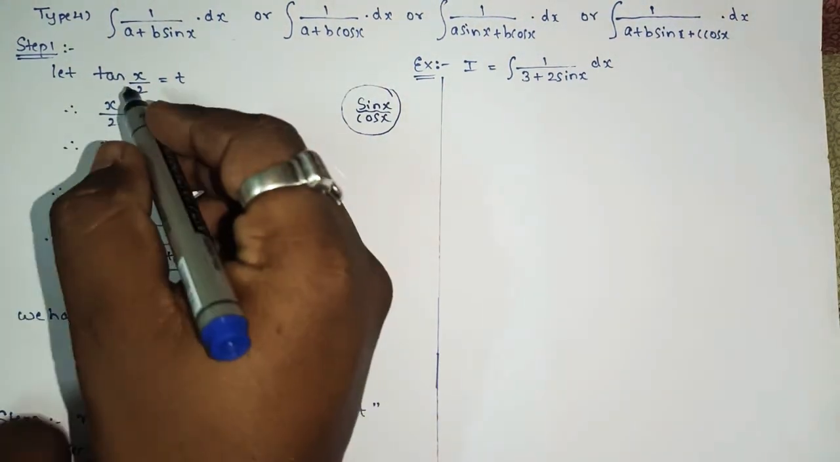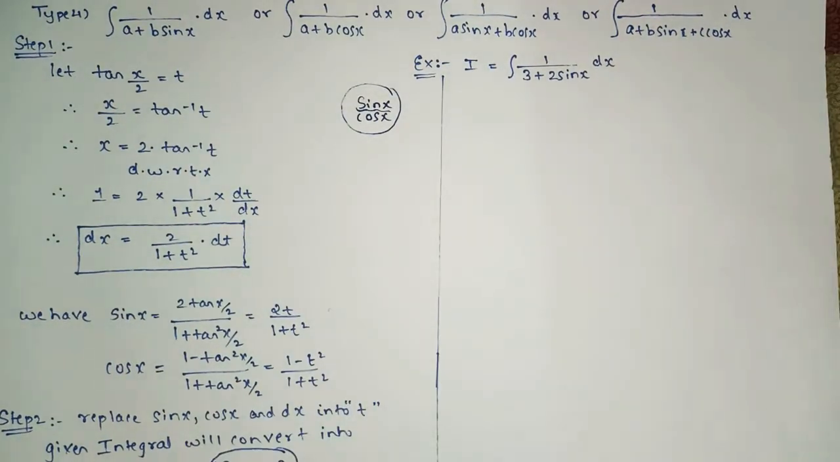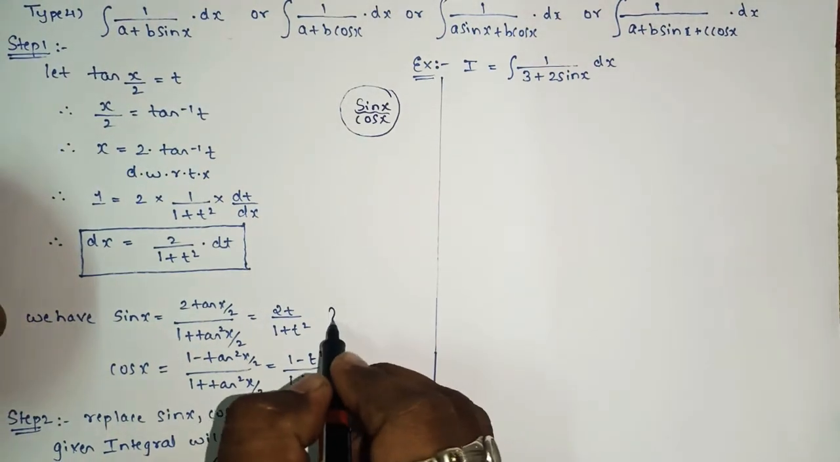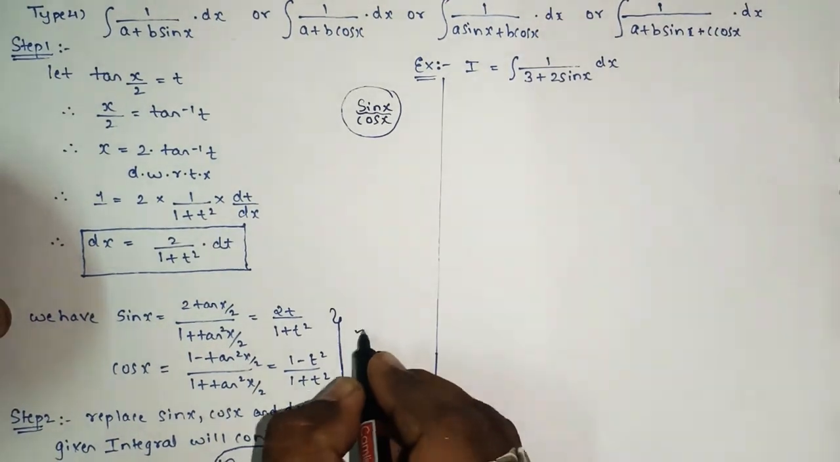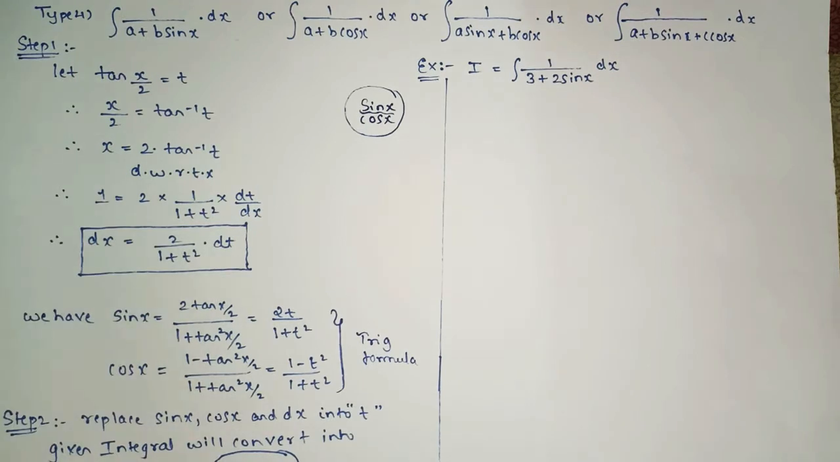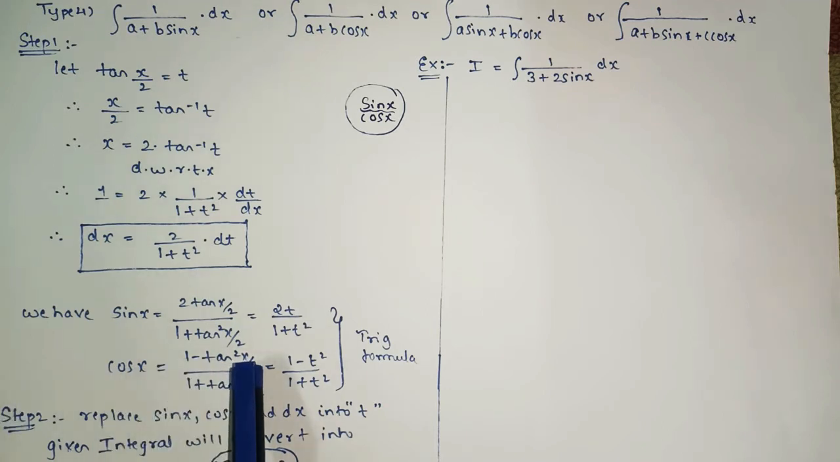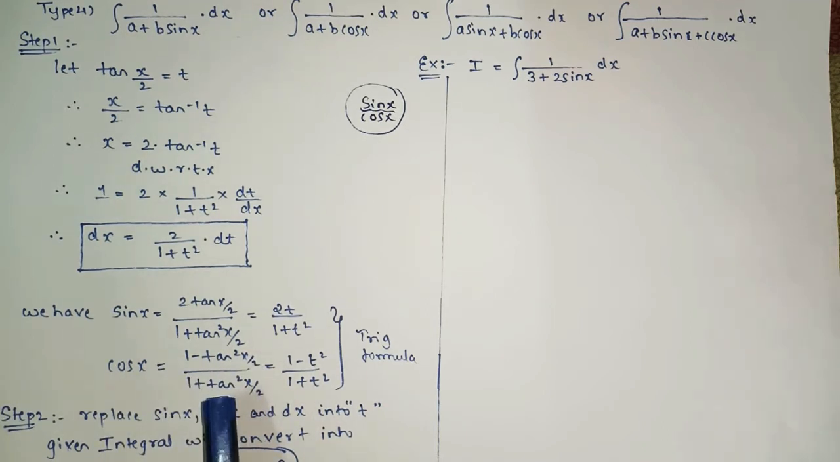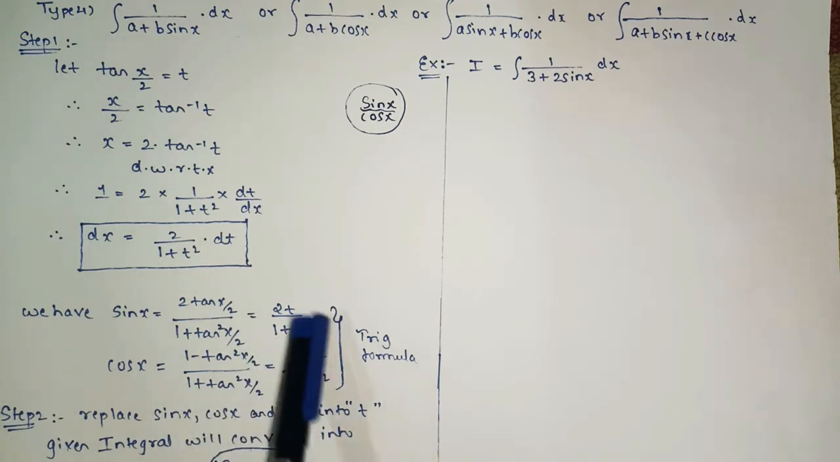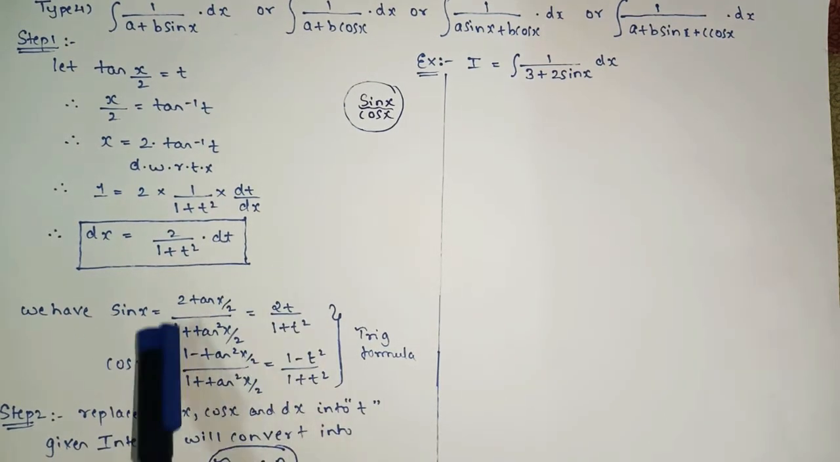Okay, and why x by 2? Can you see these two formulas? These two formulas are trigonometric formulas. I hope you all know these sin x and cos x formulas, which are known as half of the angle formulas. So here sin x is 2 tan x by 2 upon 1 plus tan square x by 2, and cos x is 1 minus tan square x by 2 upon 1 plus tan square x by 2. I hope you all know this. Actually this is not an integration formula, it is a trigonometric formula known as half of the angle.